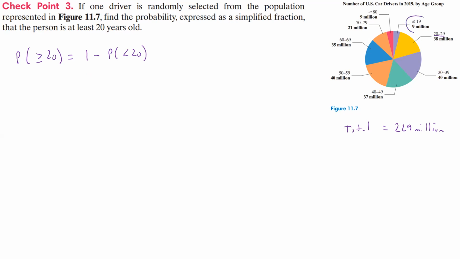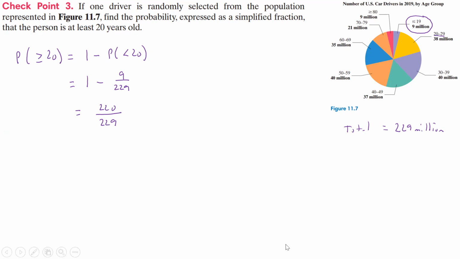So the only one we have to look at here is basically the 19 and under. And so that's going to be 1 minus, and we have 9 million out of 229 million. And so if we simplify that, well, that's 229 minus 9. So that's going to be 220 over 229. Our units will cancel. And so we could just say 220 over 229.